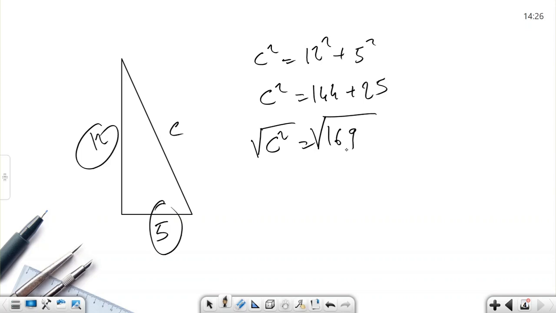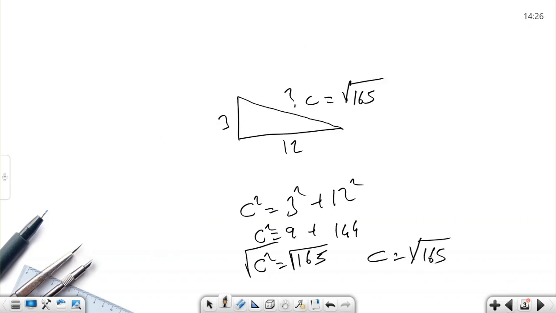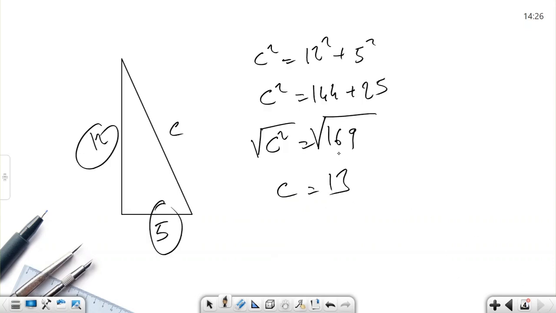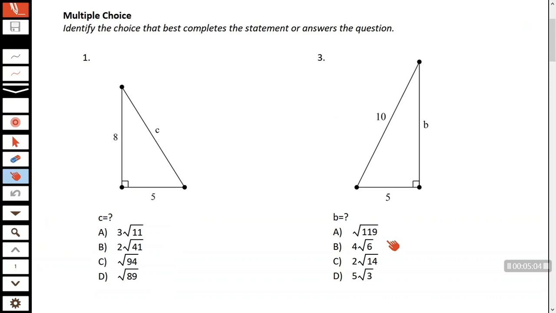As you see, 169 is a perfect square number. So what is the square root of 169? It's equal to 13. In the previous example, as you see, 165 is not a perfect square, so it's not the square of a number. So we cannot take it out of the square root. But here it's 169, so instead of 169, I can write 13 square. So the square root and the square are gone, only 13 is left. So c equals 13. I think that much information is enough.